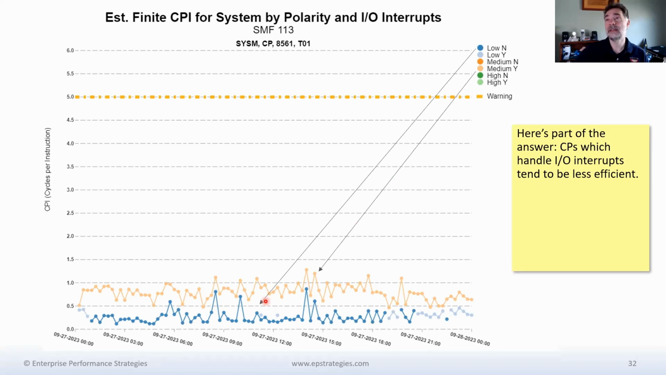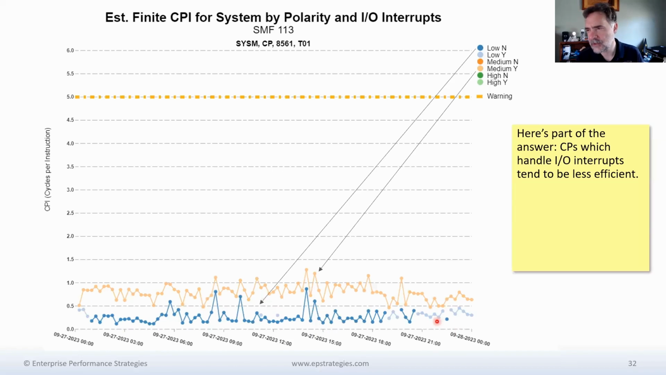So what I did here is this is the same system, same report, only instead of just looking at whether they're vertical highs or vertical mediums or vertical lows, I also added a flag in here to say, were these processors actually processing IO interrupts? And when we add in the IO interrupt information here, what we see is, oh, the vertical medium is the processor handling IO interrupts. That one's yes. And the darker blue vertical low down here is generally not handling IO interrupts.